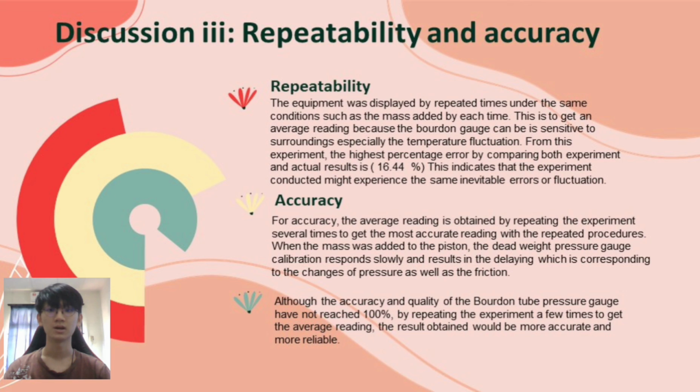For accuracy, the average reading is obtained by repeating the experiment several times to get the most accurate reading with the repeated procedures. When the mass was added to the piston, the dead weight pressure gauge calibrator responds slowly and results in delay, which corresponds to the changes of pressure as well as the friction. Although the accuracy and quality of the Bourdon tube pressure gauge have not reached 100%, by repeating the experiment a few times to get the average reading, the result obtained could be more accurate and more reliable.